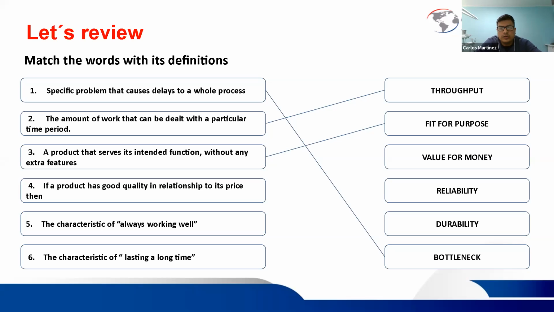Now, if a product has a good quality in relationship to its price, okay? Price, which word has to do with price? A product has a good quality in relationship to its price. Very good. The value for your money.